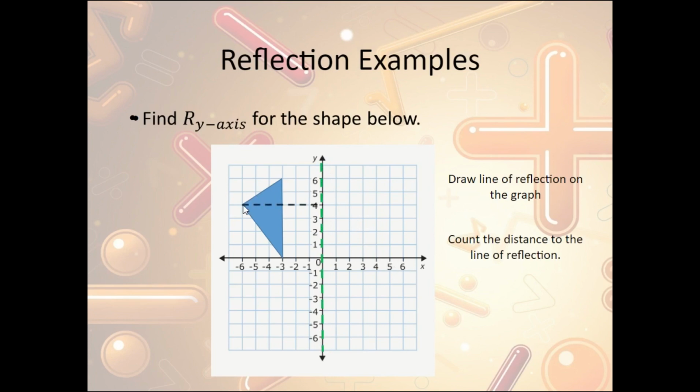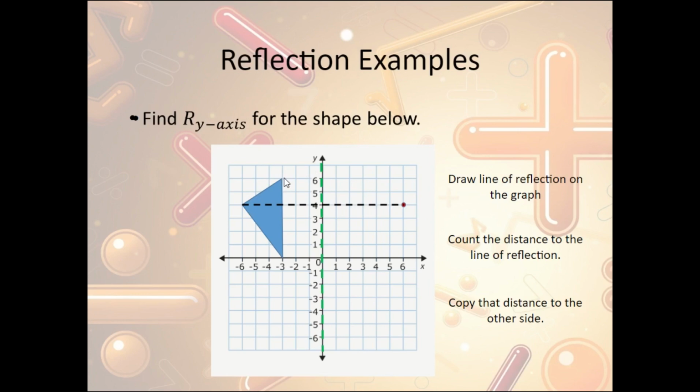For instance, this point here. And we count how far away it is from the line of reflection. So it's 1, 2, 3, 4, 5, 6 away. And we're going to copy that distance to the other side. So over here. So we go 1, 2, 3, 4, 5, 6 away and plot our point. Then we do it for each of the other points.